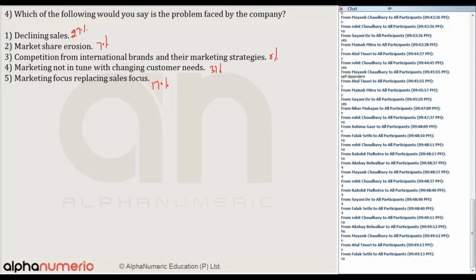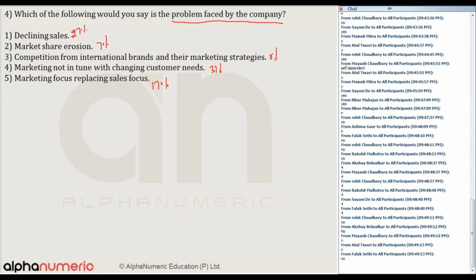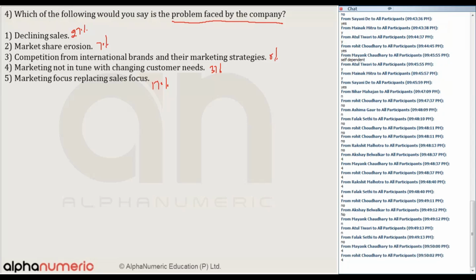Can anyone tell me? We know that there is declining sales. 27% of you had marked declining sales. The sales have been declining. But what is the reason behind it? What is the reason that the sales are declining? Can anyone tell me? That is given in option number 4. So that is the basic problem faced by the company, not the decline in sales. The answer is option number 4.